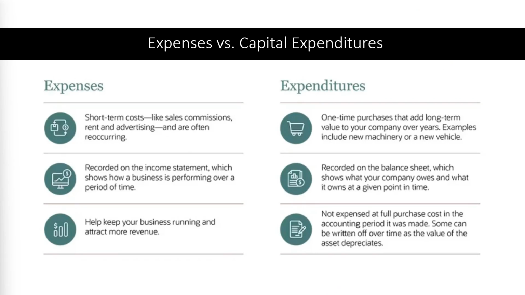Let's clarify the difference between expenses and expenditures. Expenses are short-term costs recorded on the statement of activities, like utilities and salaries, which keep the organization running day to day. In contrast, expenditures refer to one-time purchases that add long-term value, such as equipment or property, and are recorded on the statement of financial position rather than expensed at the full purchase cost immediately.